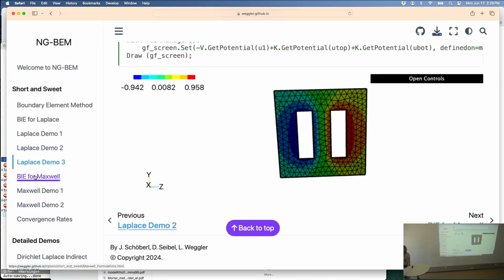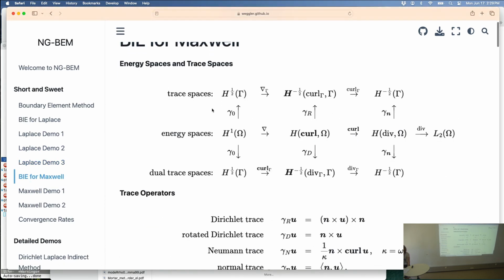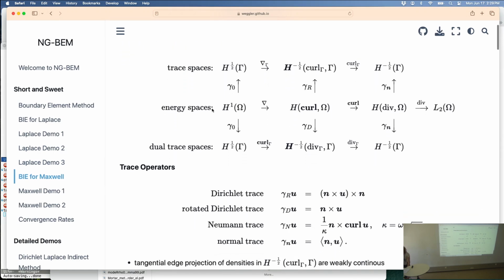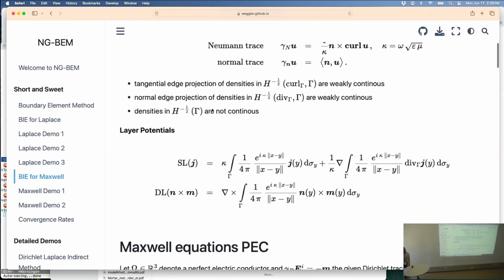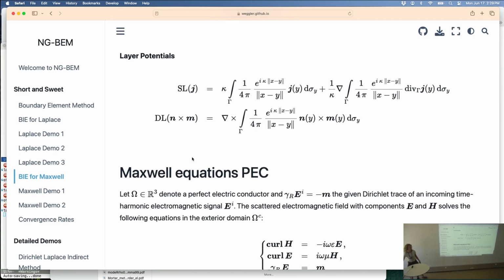Now quickly, I have 1 minute left. The Maxwell's equations. If you go to my repository, you will find exactly the same kind of presentation. We have our whole world of trace operators. We have 2 different potentials, and everything turns around those 2 potentials. They are slightly more difficult because you have complex valued kernels. This is the single layer potential for Maxwell, and this is the double layer potential for Maxwell. And again, you have different types of operators that you get when you apply traces on those operators.